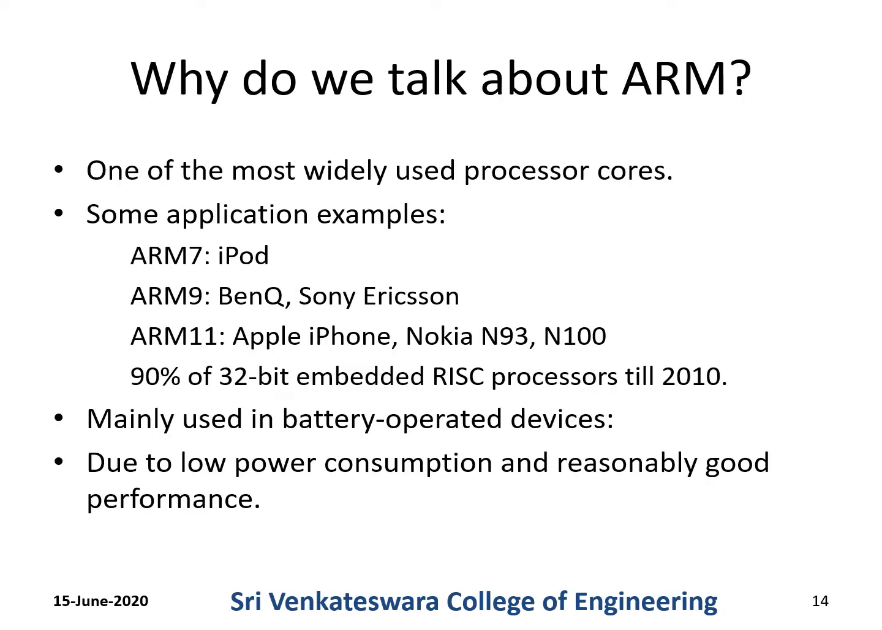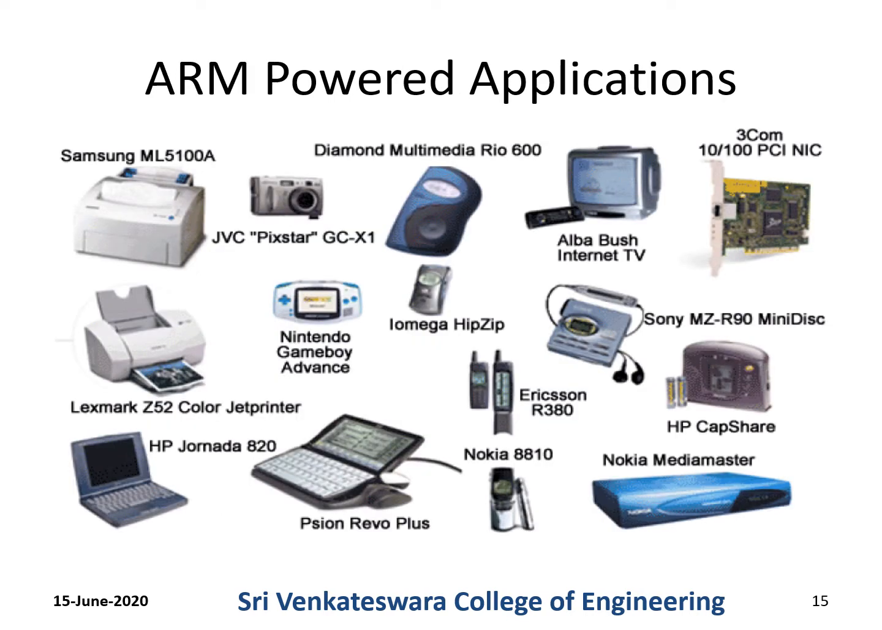When we talk about microcontrollers and embedded systems, it is inevitable to talk about ARM processors, because ARM processors are the ones which are widely used in most embedded systems. ARM processors are reasonably good in performance and consume less power, because of which they are used in most battery operated devices. This slide shows a glimpse of ARM powered applications. You can see that in almost every consumer electronic item, an ARM processor is embedded.